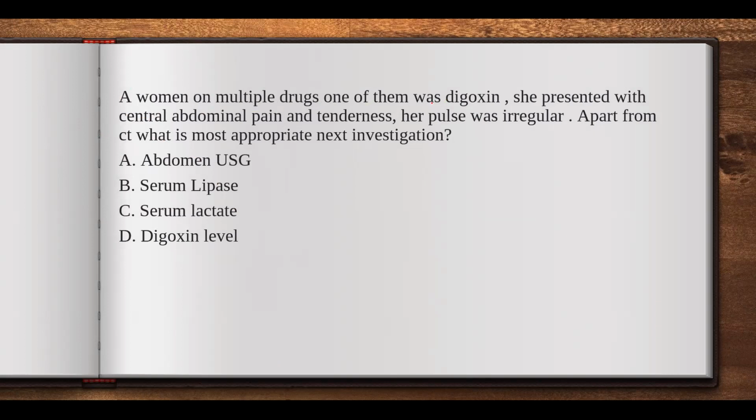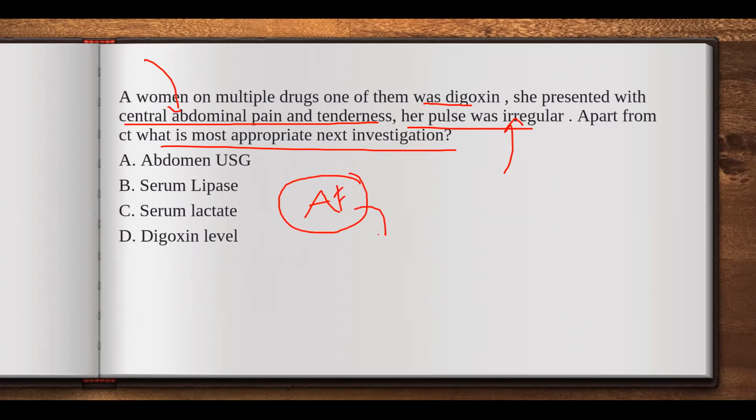A woman on multiple drugs, one of them was digoxin. She presented with central abdominal pain and tenderness. Her pulse was irregular. Apart from CT, what is the most appropriate next investigation? Now, I understand we haven't discussed it, but somehow it is related to cardiology, although the patient is presenting with central abdominal pain. Any patient having an irregular pulse, we think about atrial fibrillation immediately. Atrial fibrillation is very notorious for causing clots.